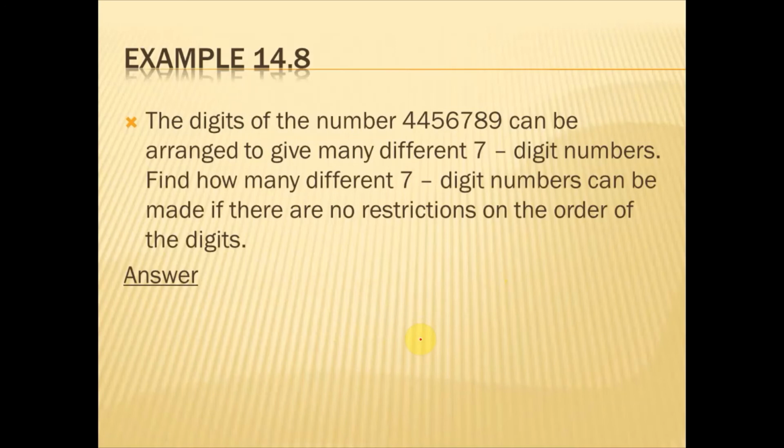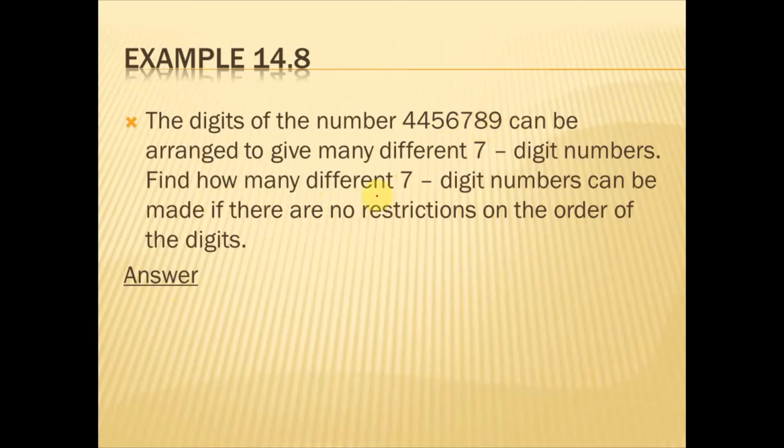Okay, so we look at this number. The digits of the number 4, 4, 5, 6, 7, 8, 9 can be arranged to give 7-digit numbers. Find how many 7-digit numbers can be made if there are no restriction on the order of the digit. Okay, so ni sama juga. Sekarang ni dia suruh rearrange.